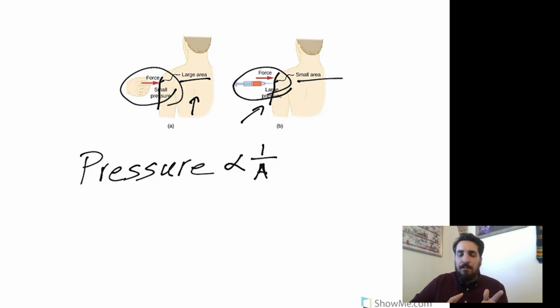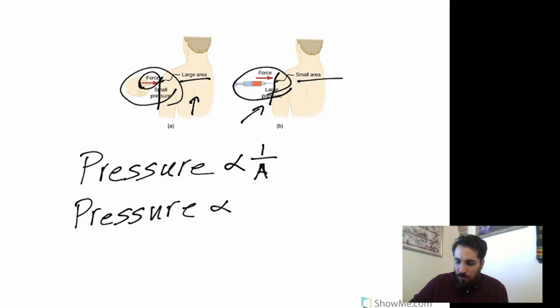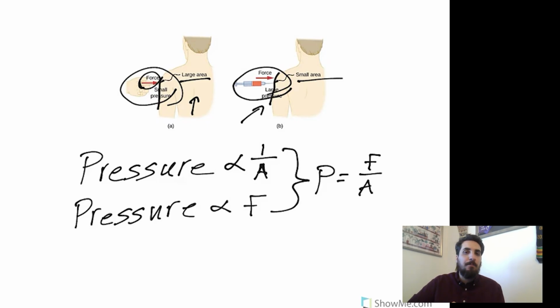However, that being said, if we imagine this force gets large enough, well, certainly if the force gets large enough, it can do some damage, right? It can certainly hurt the person if we push hard enough. And that is an indication that pressure, well, it depends also on this amount of force. So you get that pressure is dependent on the inverse of area, and pressure is dependent on force. And we combine these together to get the idea that pressure is going to be force over area.